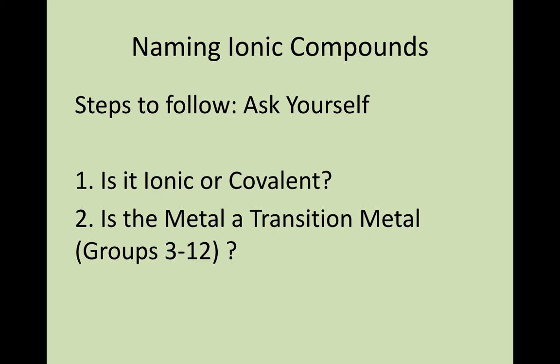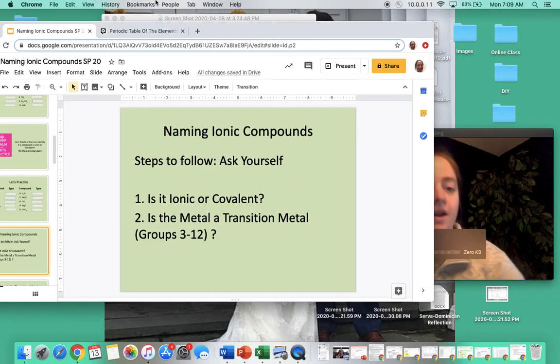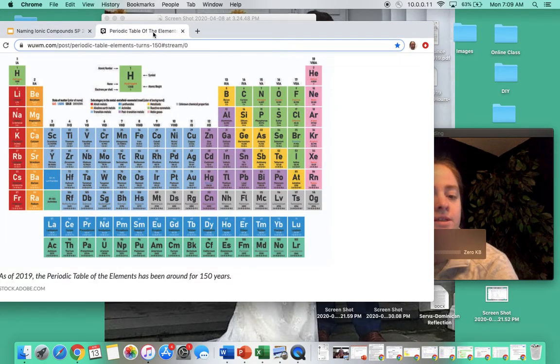The second question you want to ask yourself: is the metal a transition metal? Let me jump to a periodic table really quick. Remember, our transition metals are all in groups 3 through 12, so that's this middle section right here. If it's a transition metal, that means it's special and you have to do something specific when you're naming it. There are a few other additions to transition metals. The other transition metal exceptions are tin and lead. So transition metals are groups 3 through 12 plus tin and lead.